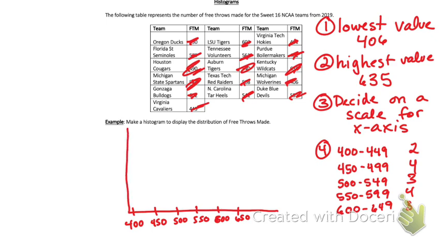All right, my y-axis. What's going to go on the y-axis here? 1 through 4. 1 through 4, and what does that stand for? The number of teams, right? All right, so we've got 1, 2, 3, and 4. And this is the number of teams. And the x-axis was free throws made. Okay? Everybody good?